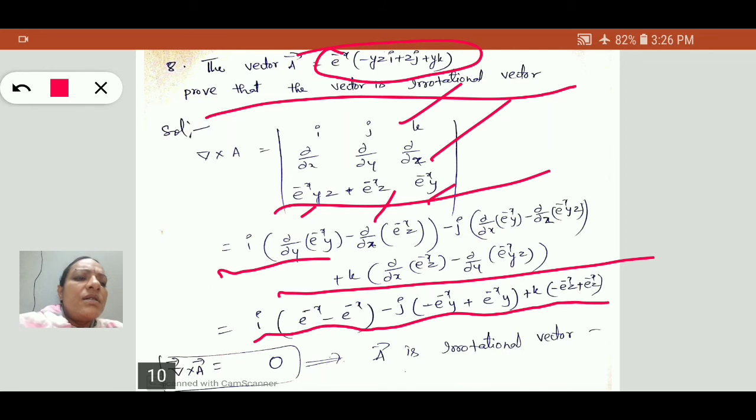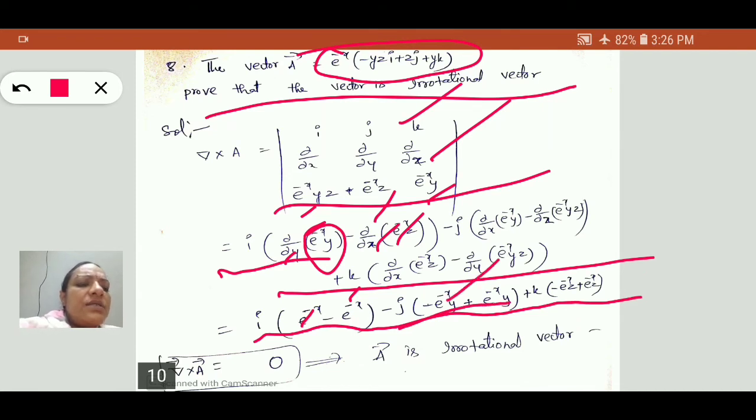By taking the partial differentiation with respect to y and x, ∂/∂y of e^(-x) y is nothing but e^(-x). Here also we get e^(-x). For the j coefficient we get this one, and for the k coefficient also we get the same. These cancel each other, and the remainder is 0. That is, the curl of the given vector is equal to 0. By this we can say that the given vector A is an irrotational vector.